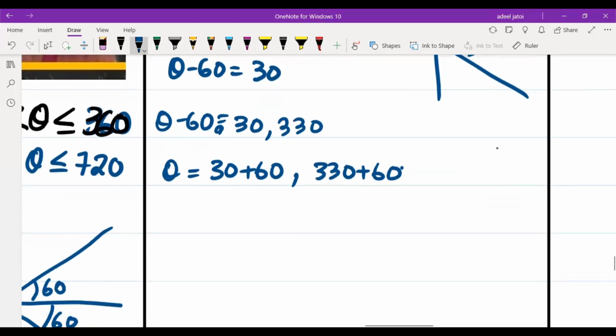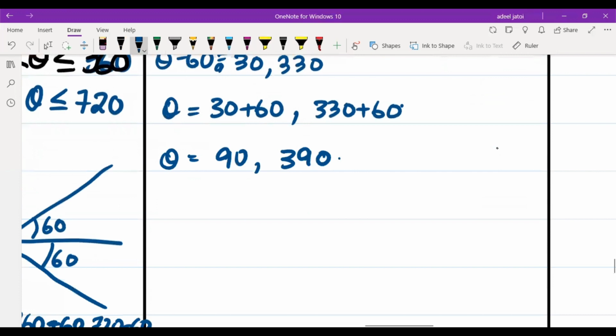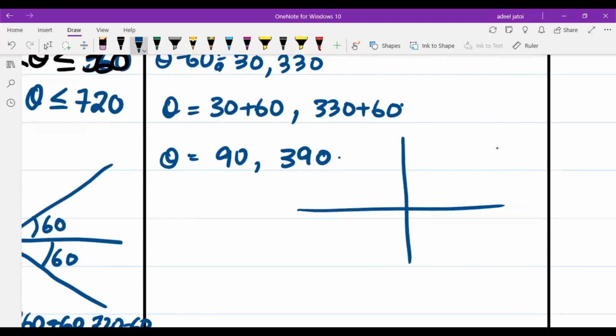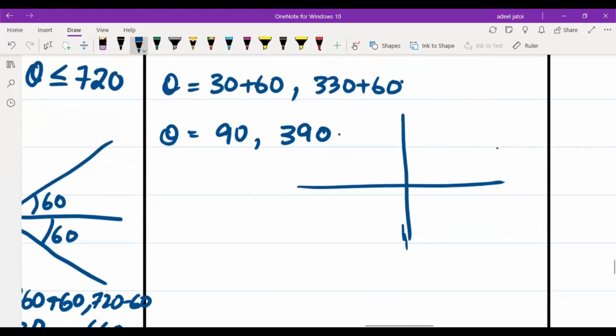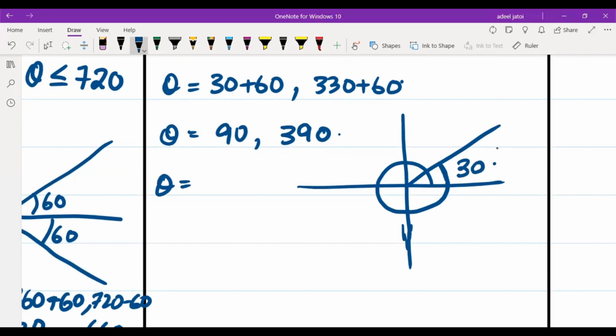So what we have here is theta is equal to 90. Another angle will be theta equal to 390. But considering the fact that if we rotate this, we know that 360 is still here. 390 will be till here, considering 30 as well. So the answer will be 90, and 360 is subtracted to make sure the other angle will be 30. So the two answers for this will be 90 and 30.